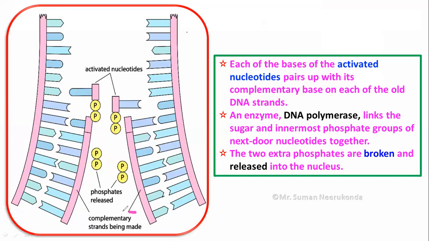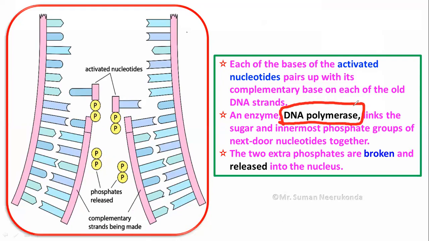Can you see? We have marked them as a complementary strand. This is the original strand. This is the original strand. It was unwound by an enzyme called helicase. Then there were free nucleotides present over there, which were activated by the addition of the phosphate. Now, there is another enzyme that's very important.